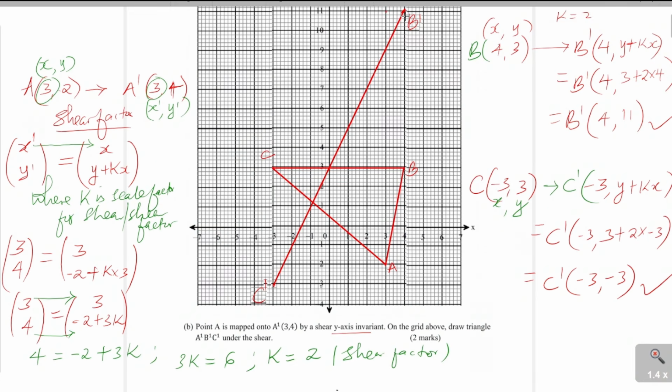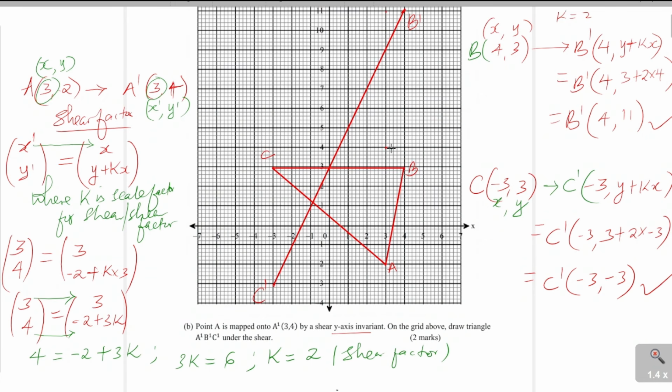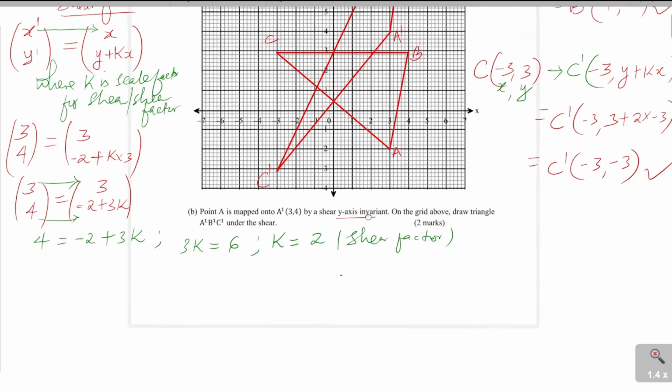There it is. And then it is C prime, B prime, and then A prime. A prime was 3, 4. It was here. So 3, 4. This is where we had A prime. That one was given. A prime is there. So join like that. So now we have the triangle. We have A prime, which is 3, 4. Then we have B prime, which is 4, 11. And then we have C prime, which is negative 3, negative 3. It is complete. Now we proceed to the other question.